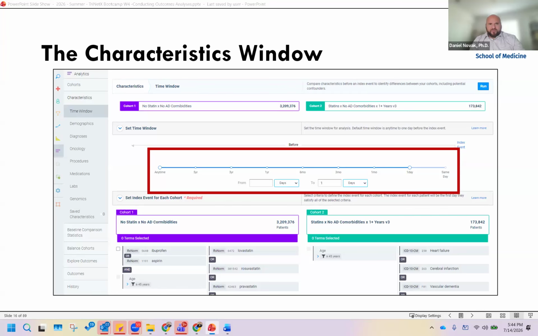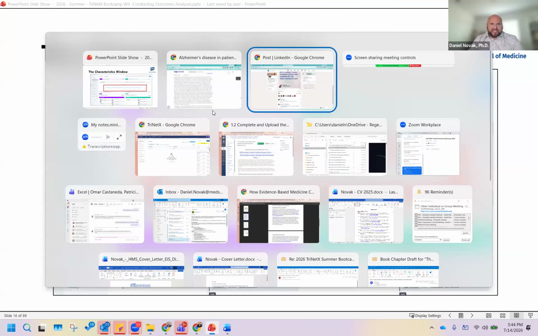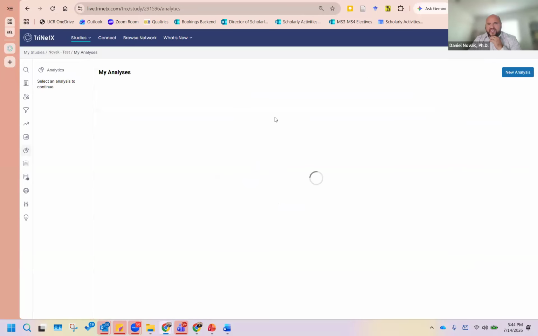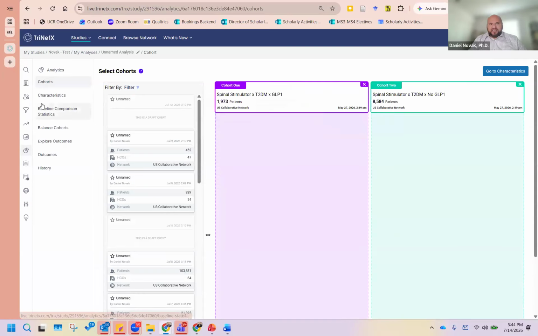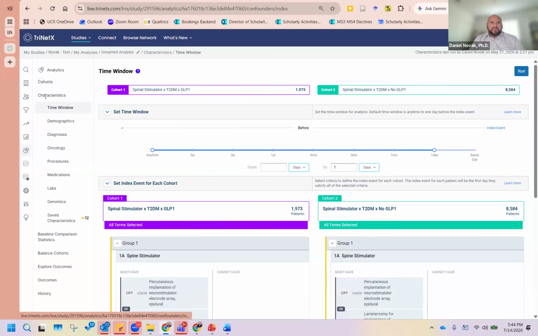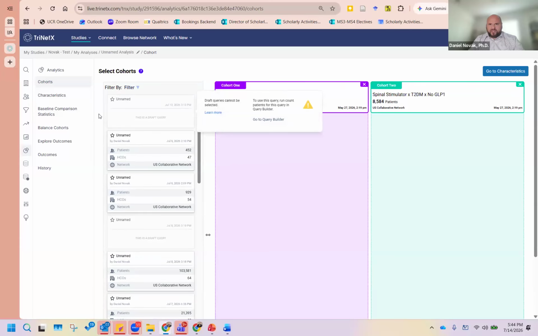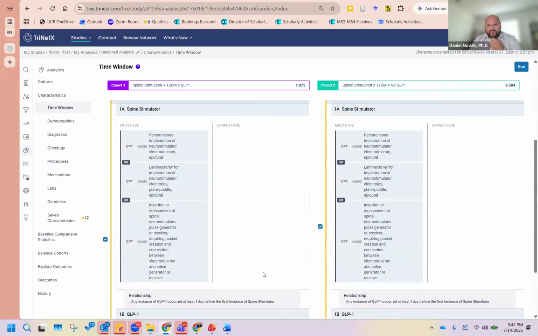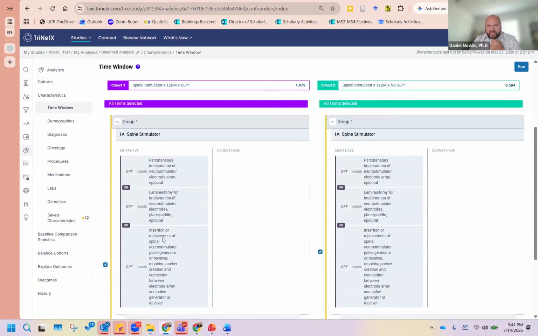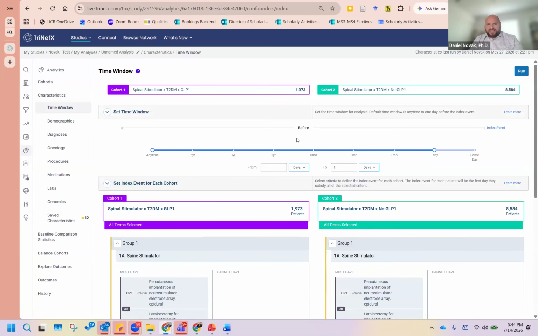Let me just show you where you might find that in your TriNetX study. If you're under analytics and you would open up one of your analyses, you would be able to see it right here under characteristics. So it says analytics up top and then cohorts. That's where you get to set your specific cohorts that you're going to be analyzing. And the characteristics is where you can set the starting points for your index event by checking these boxes and also specifying your look back period.